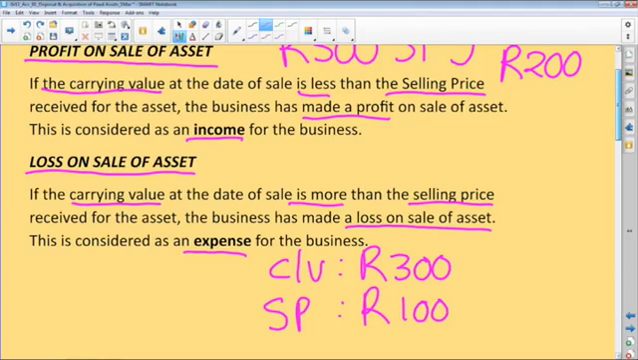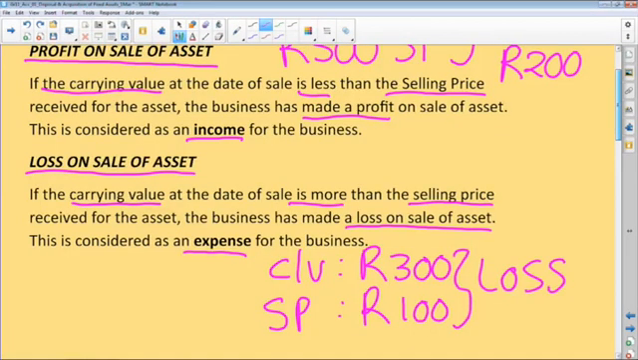So in this case, you guys can obviously see the carrying value is greater than the selling price. The printer is worth 300 Rand, but I've sold the printer for only 100 Rand. So in this case, I've now made a loss on sale of asset, and once again the loss will be calculated by subtracting the two, and the loss on sale of asset is an amount of 200 Rand. Okay, right, let's move on. Hopefully you guys are learning something and you are recapping on these concepts.